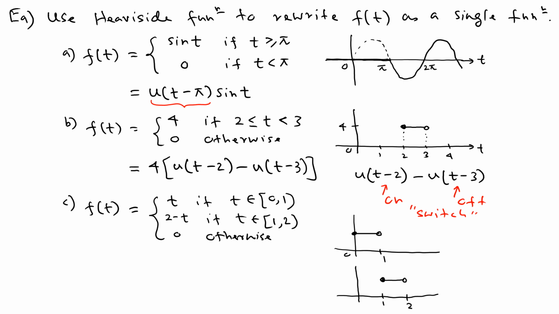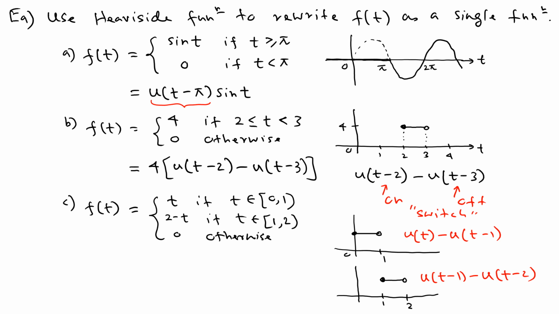We can use a similar argument here. For the first one, we can write u(t), which switches on at 0, minus u(t minus 1). For the second one, u(t minus 1), which is on at 1 and then off at 2. So this t minus 2 is whatever number you have. You're going to put those 2 numbers. So those are the switches that we need. Now we're going to simply multiply by that.